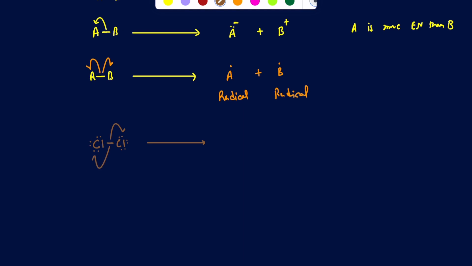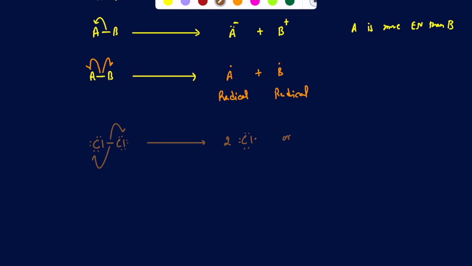So what I really get at the end of the day is two chlorine radicals. So I can go ahead and show those three paired electrons like we had earlier, but now I'm going to have one electron that's going to be unpaired, and that unpaired electron is what really makes this a radical. That's one way of expressing it.